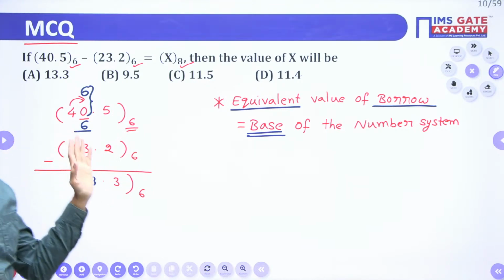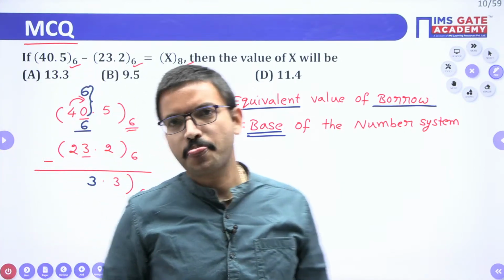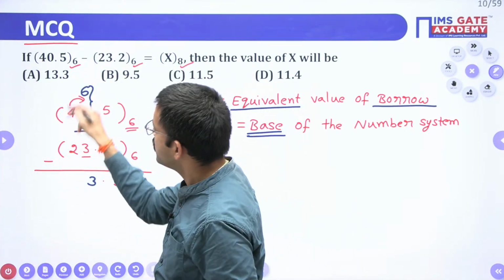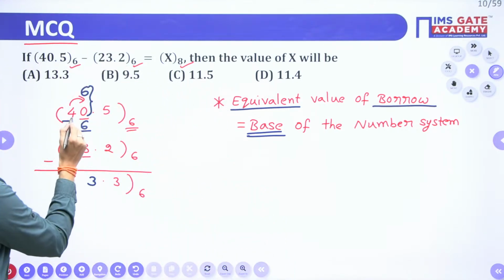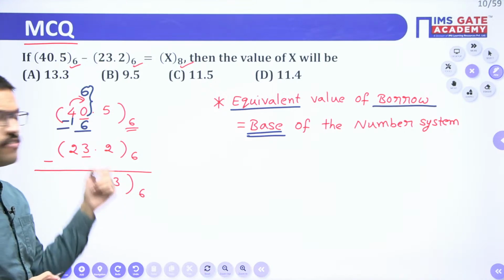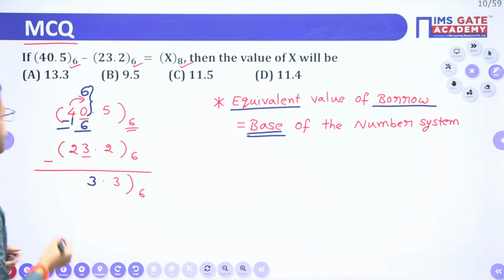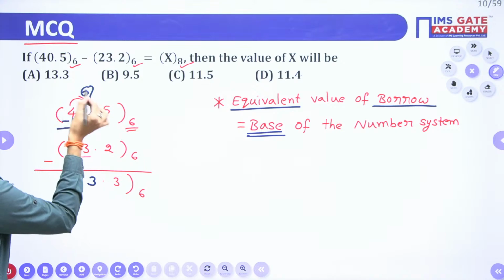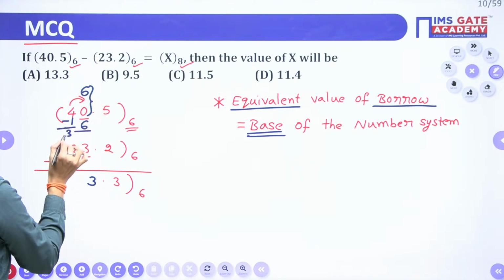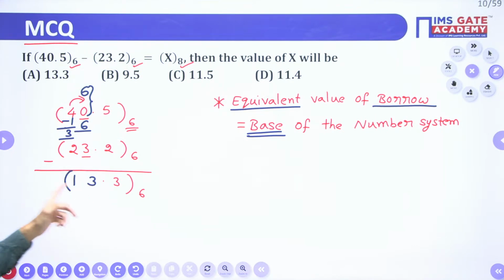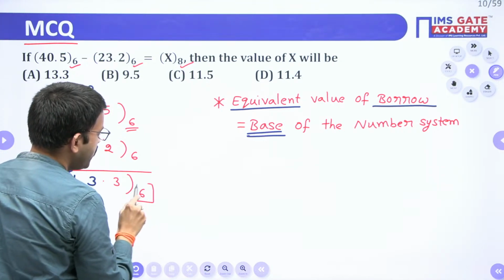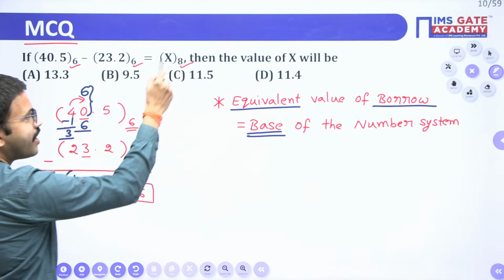See, up to here, most of the students in general will do it correctly. But from where we have taken the borrow, students generally forget to subtract 1 from there. You should not forget from where you have taken the borrow. This is very, very important. Since I have taken the borrow from here, 4 minus 1 will be 3. Now you can perform 3 minus 2, which gives 13.3 base 6.